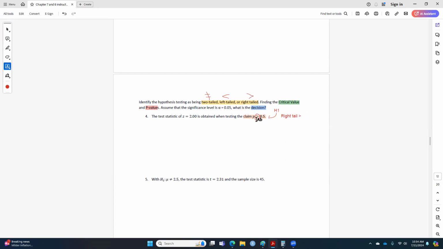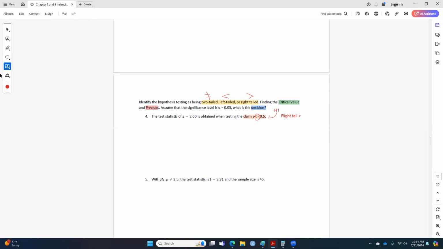In order for us to have a two tail, the claim statement has an equal sign, then you will have a two tail. Otherwise, if your claim is either less than or greater than, then it's either left tail or right tail. So this is how to figure out what tail test we have. Just look at the claim statement, or look at H1 if they give you the H1.